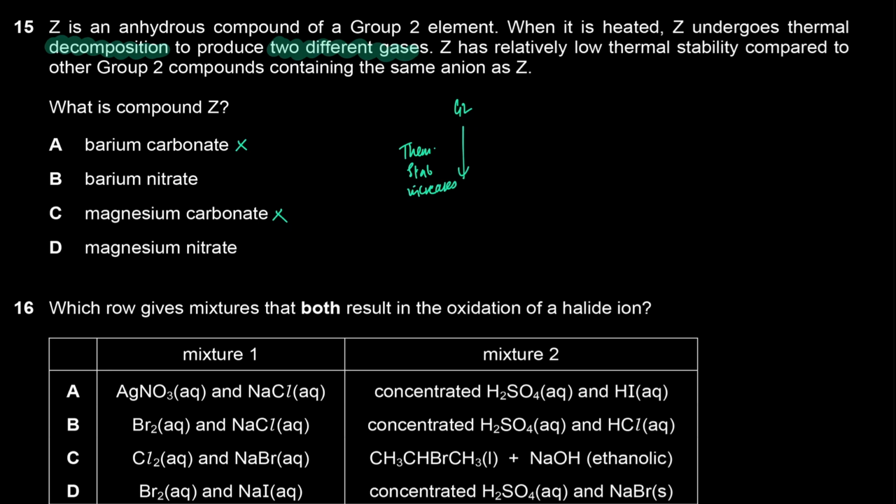Thermal stability increases down the group, so we know that barium nitrate is much more thermally stable. Because Z has a relatively low thermal stability, it decomposes easily. It requires a lower temperature to decompose, so it must be magnesium nitrate.